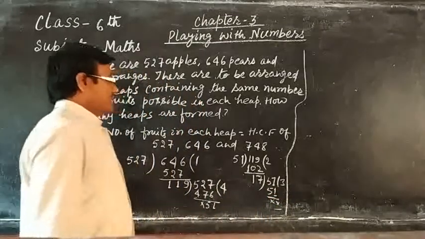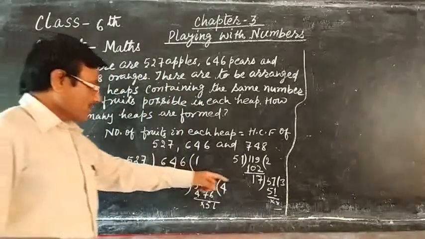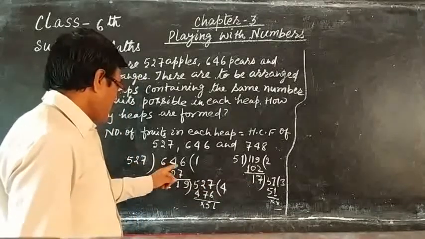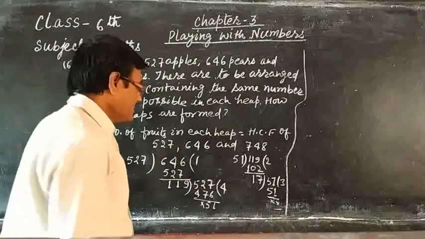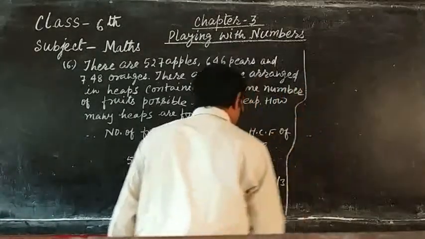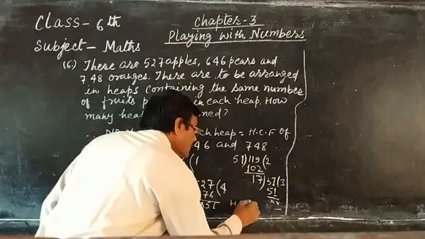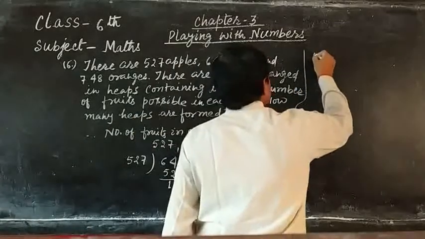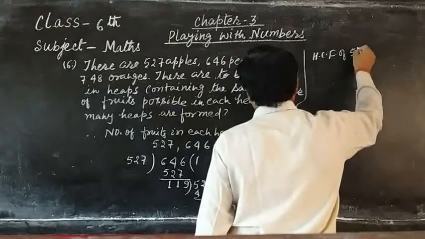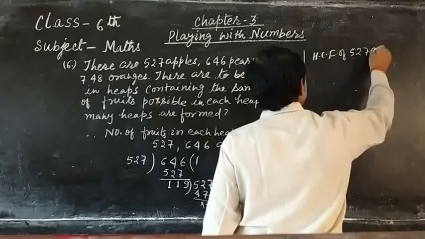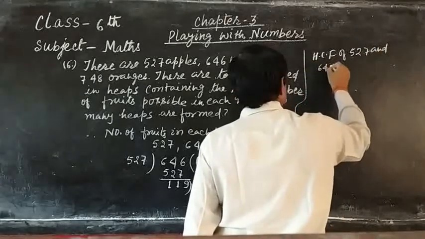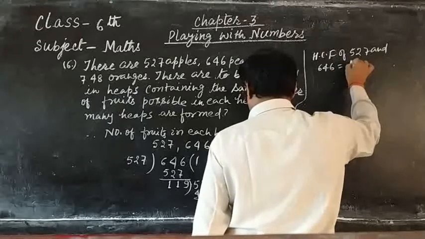Students, the HCF of the two numbers becomes 17. This is the HCF of 527 and 646. Now, this 17, the HCF of 527 and 646 is equal to 17.